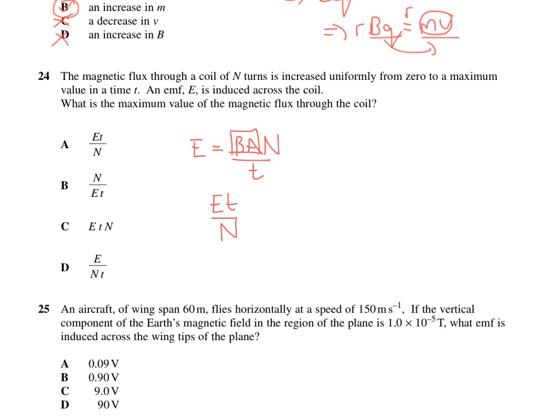So flux is BA, and we know EMF is the rate of change of flux linkage, which is BAN over T. So then we rearrange that so we can get BA is equal to that, which gives us answer A.